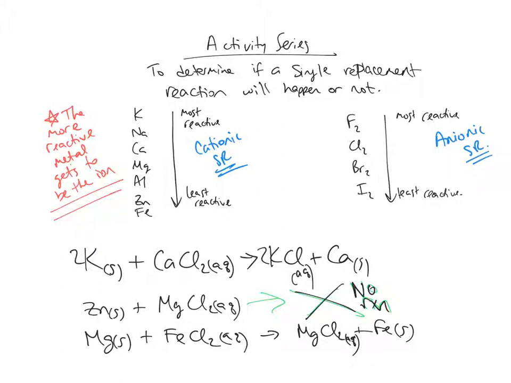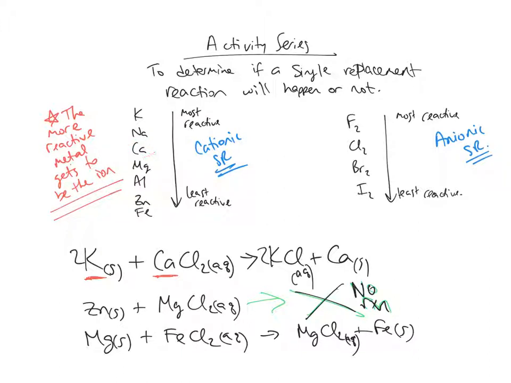When you're looking at the pure element, is it more or less reactive than the element it would be replacing that's in the compound? So if we're looking at our first example here, is potassium more or less reactive than calcium? If we look at our activity series, potassium is up here, calcium is down here, so potassium is more reactive, therefore it will kick calcium out, take its place, and become potassium chloride, giving you solid calcium metal.